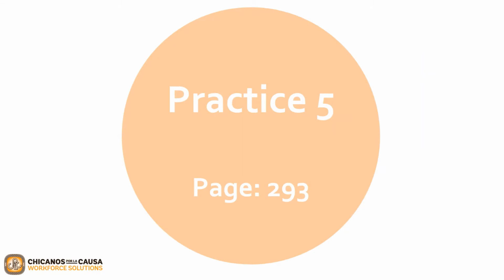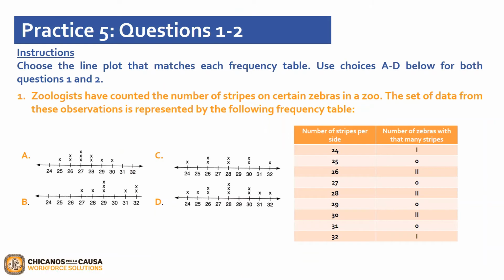We are now moving on to practice 5, found on page 293. For practice 5, go ahead and pause the video, choose the histogram that matches each frequency table, using choices A through D below for both questions 1 and 2. Once you've solved for these questions, go ahead and click play.